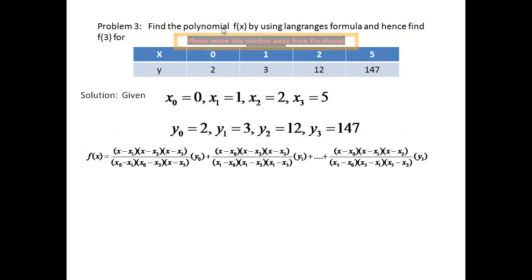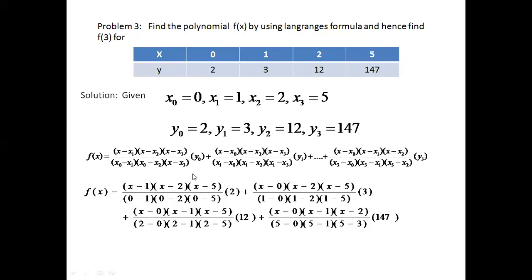Then what we need: if the question did not have the sentence to find the polynomial, and just said find f of 3, you can directly write 3 minus 1 into 3 minus 2 into 3 minus 5, divided by 0 minus 1 into 0 minus 2 into 0 minus 5, into 2. Like that, in one step you can finish the problem. But since the question says find the polynomial, keep this x as itself first. After getting the relation in simpler form, then you substitute the value of x, that means for x equal to 3 you put.